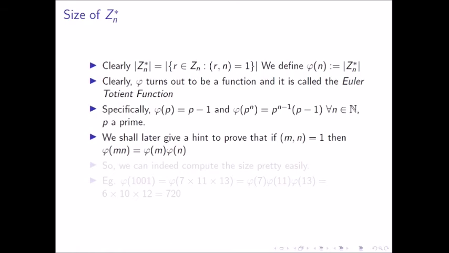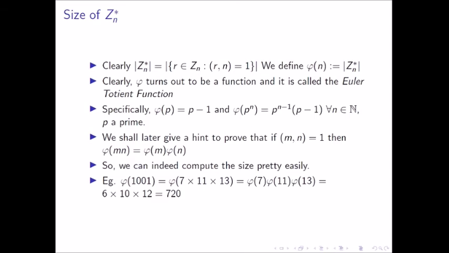So now later we'll give a hint to prove that if m comma n is equal to 1, then phi of mn is equal to phi m times phi n. So phi is said to be multiplicative over here if it satisfies this property. Note that if m comma n is not equal to 1, this multiplication law might not hold. The GCD 1 or the co-primeness is necessary over here.